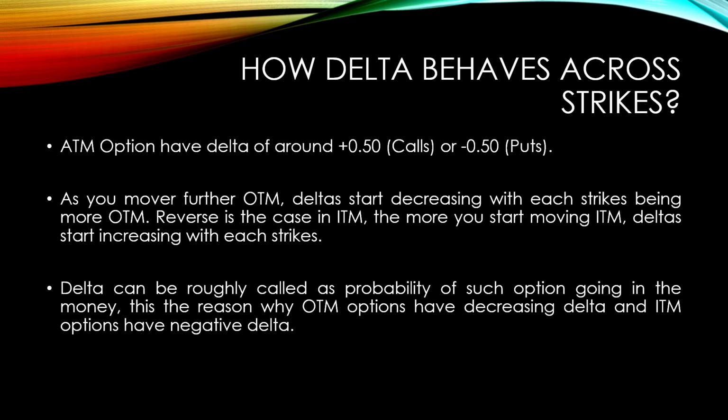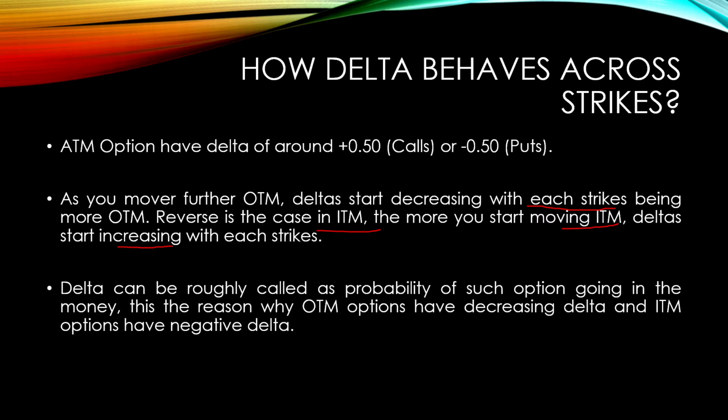As you move out of the money, delta will start decreasing with each strike being more OTM. And the reverse is the case of in the money. The more you go ITM, delta will start increasing. Delta can be aptly called the probability of such option going in the money.